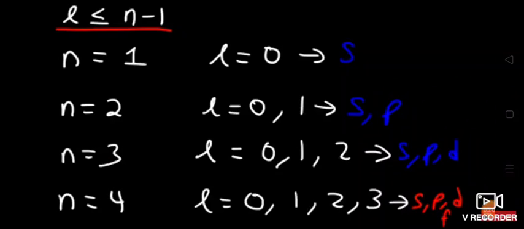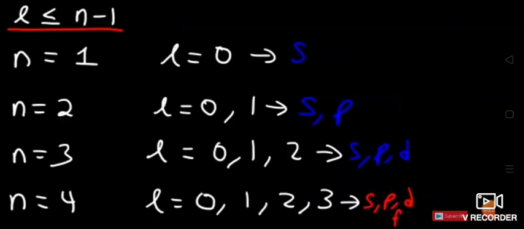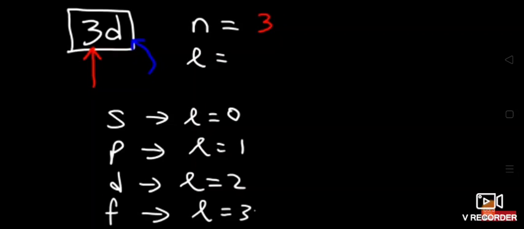If n is equal to 3, what is the l value? 0, 1, 2. Then what is the shape of the orbitals? S, P, D. n equal to 4 means l is equal to 0, 1, 2, 3. 4 values are there, correct? That is equal to S, P, D, F. And if you take the example of the 3d orbital, n is equal to 3, then what will be the l value? n minus 1, that is 3 minus 1, so l is 0, 1, 2.